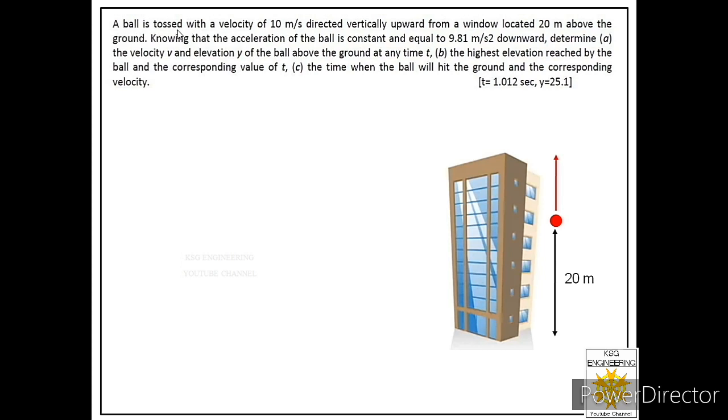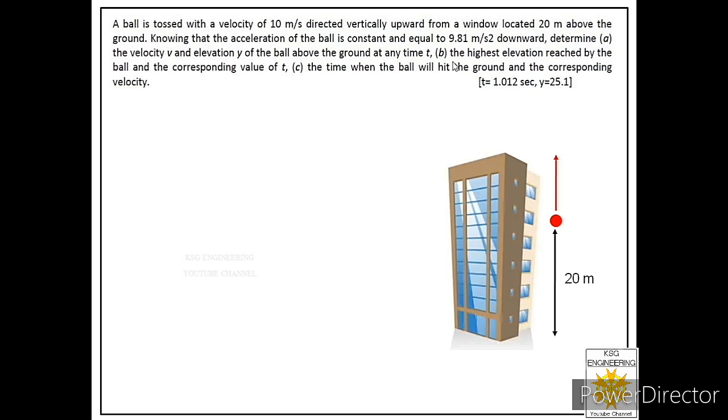A ball is tossed with a velocity of 10 meter per second directed vertically upward from a window located 20 meter above the ground. Knowing that the acceleration of the ball is constant and equal to 9.81 meter per second square downward, determine, in the A part, the velocity v and elevation y of the ball above the ground at any time t.